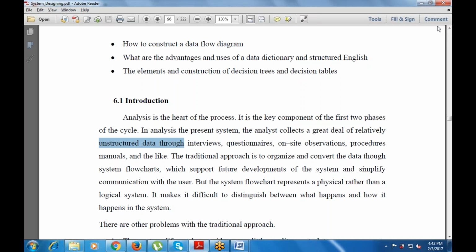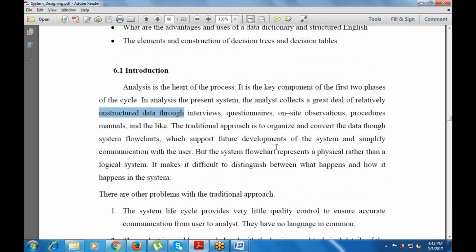The traditional approach, the past approach we have used, is to organize and convert the data through system flowcharts, which support future development of the system and also simplify communication with the user. But the system flowchart represents a physical rather than a logical system, which makes it difficult to distinguish between what happens and how it happens in the system. There are also a few problems that occur.